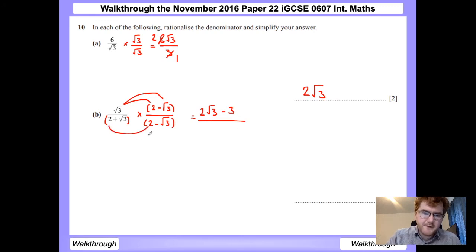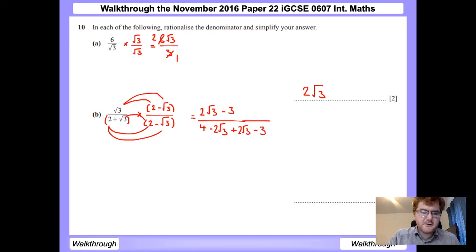So we do first, 2 times 2 is 4. Then we do the outside. 2 times minus root 3 is minus 2 root 3. Then we do the inside. 2 times plus root 3 is plus 2 root 3. And then plus root 3 times minus root 3. Well, that's going to give us a minus 3.